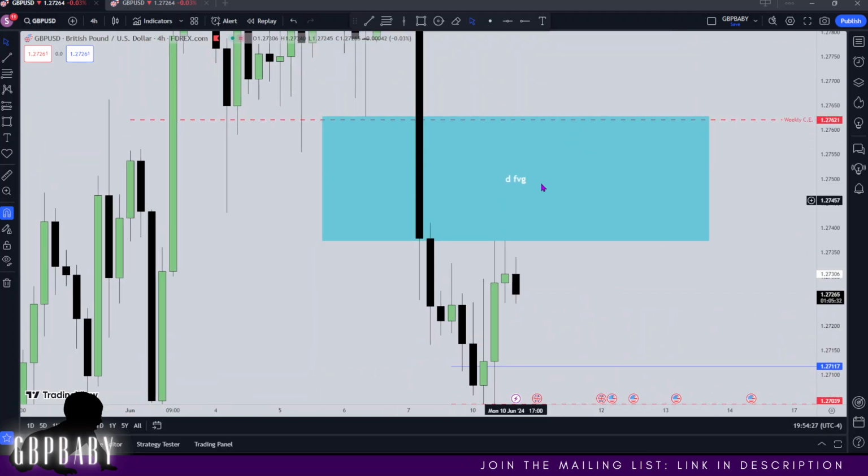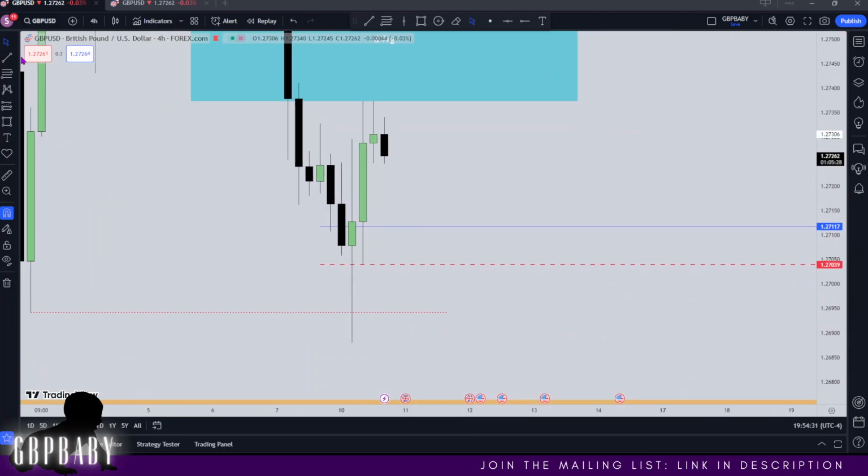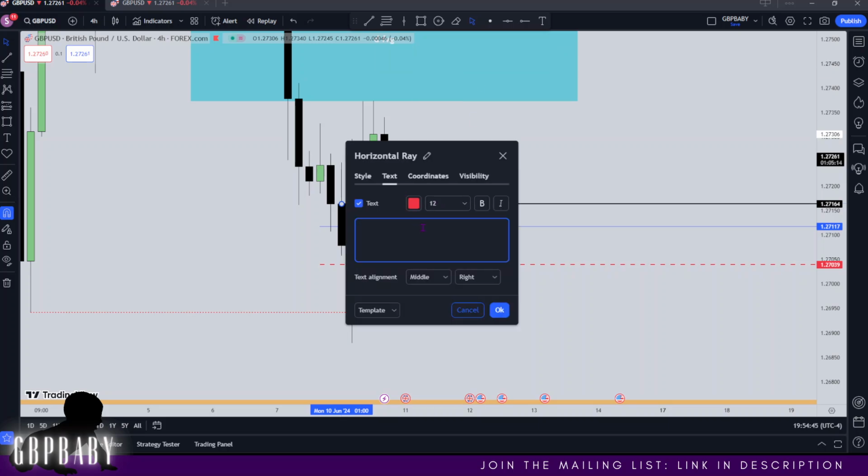We now have this massive daily fair value gap to potentially fill. So now I'm looking at this bullish order block. This is the 4 hour, remember, so this should be quite a sensitive level. In fact, let's get this marked out with a longer. We'll use this, make it black, and I'll put 4 hour bullish order block.